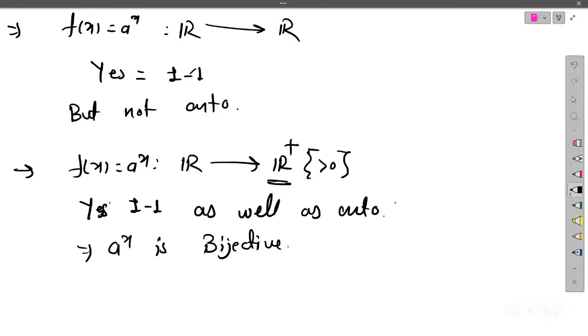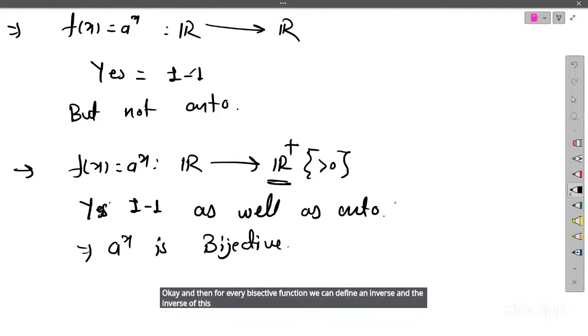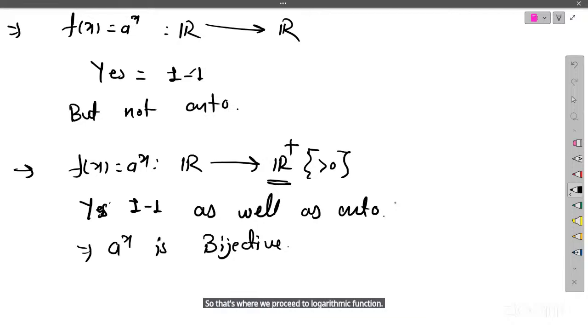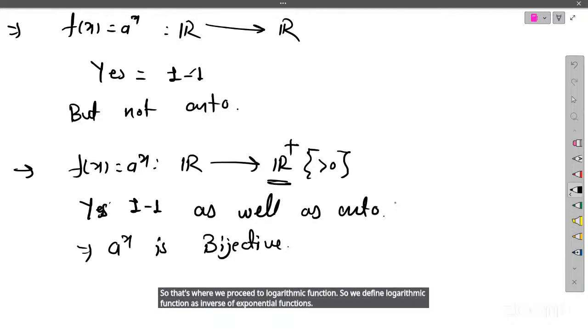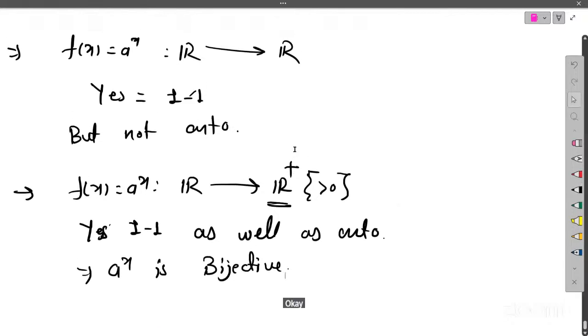And for every bijective function, we can define an inverse. The inverse of this function is actually a logarithmic function, which we will cover in week 6. So that's why we proceed to the logarithmic function. We define the logarithmic function as the inverse of the exponential function. So are these two things clear?